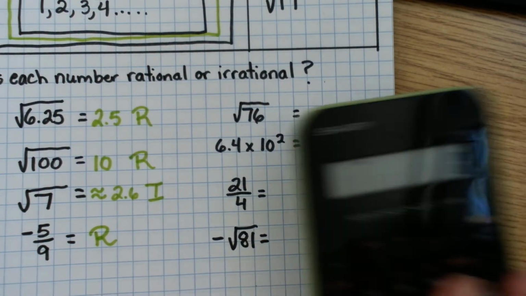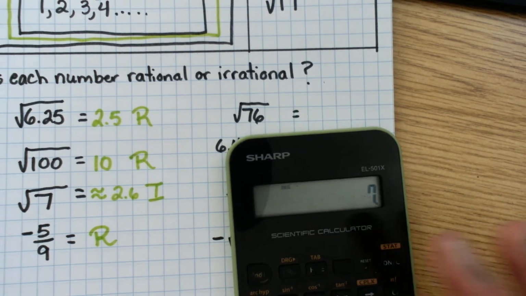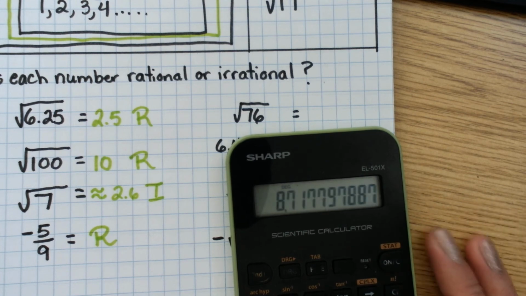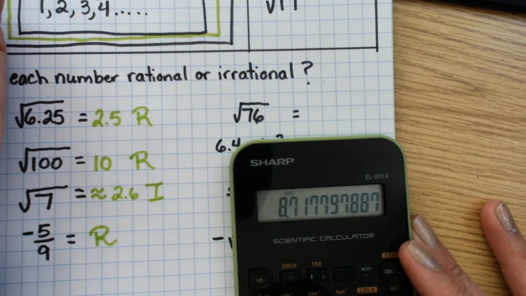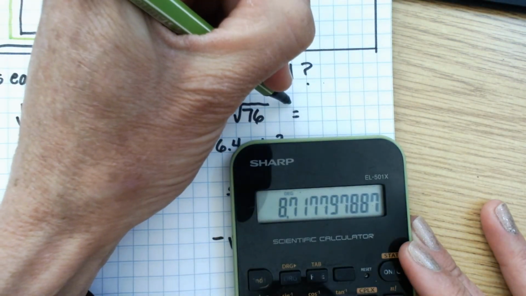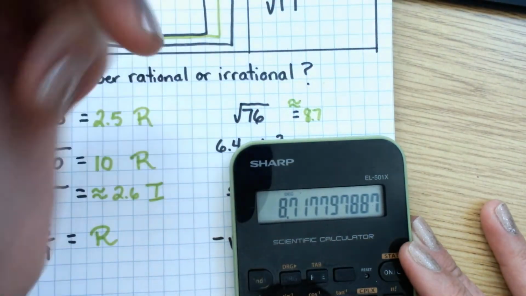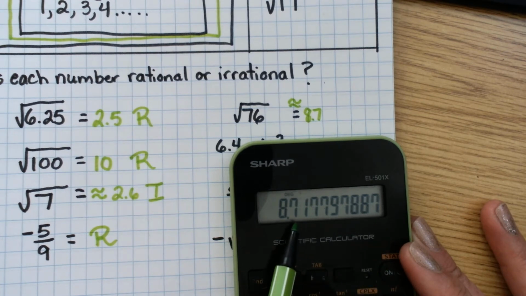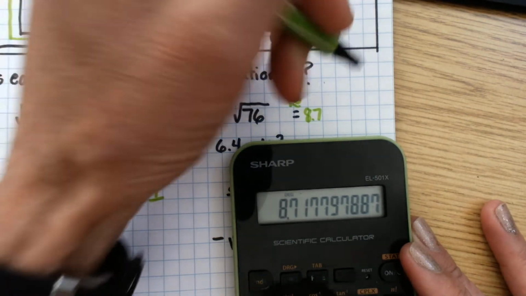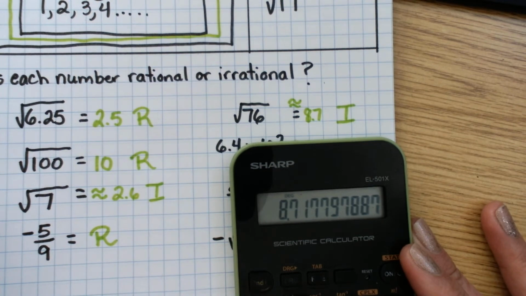Next one we have is square root of 76. I don't have that one memorized, so on my calculator I'm going to find the square root of 76. Okay, it is a big long decimal number again. So it's not equal to, I'm going to say it's approximately 8.7, but looking at this, again, I see a decimal number that doesn't really have any repetitive pattern going here. So again, my best guess is that this is an irrational number.